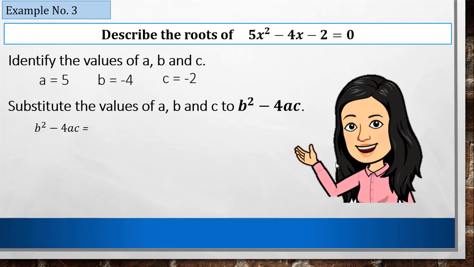So, palitan natin si B ng negative 4. Minus 4 times si A ay 5. And then si C ay negative 2. And then simplify. Negative 4 square, so that is positive 16. And then negative 4 times 5 is negative 20. Negative 20 times negative 2 is positive 40. And then add 16 plus 40, the answer is 56. So, ang discriminant natin ay 56.